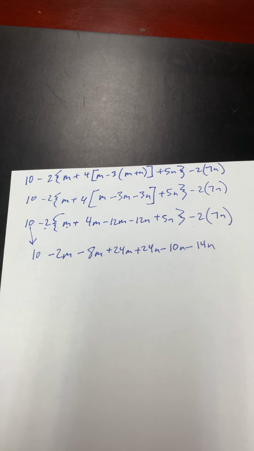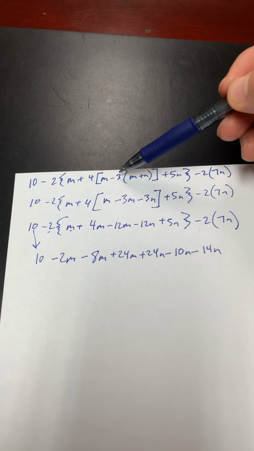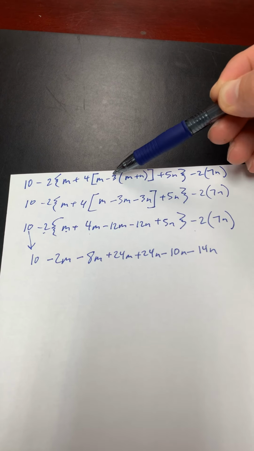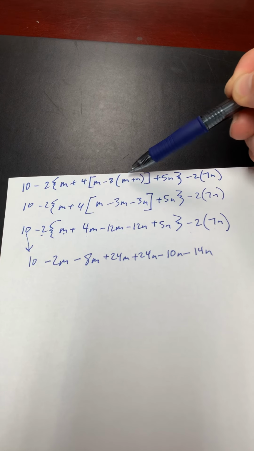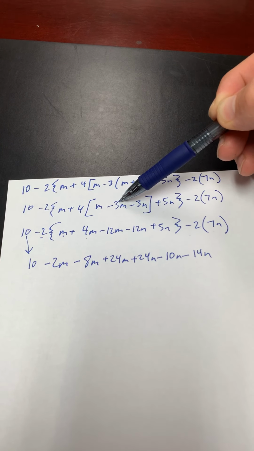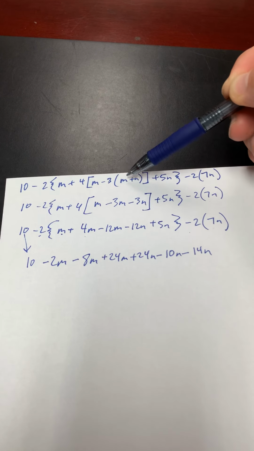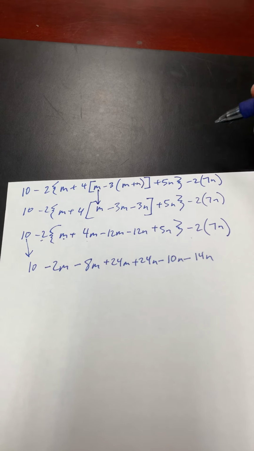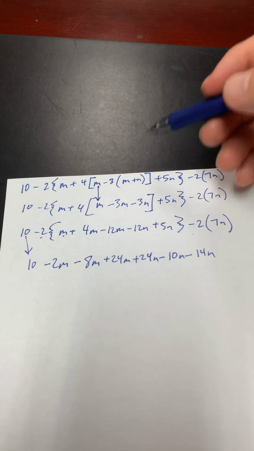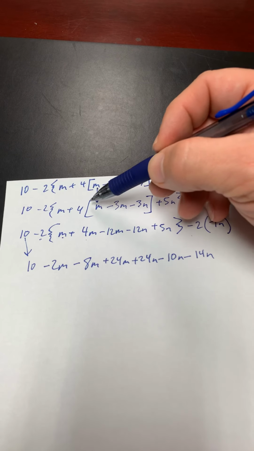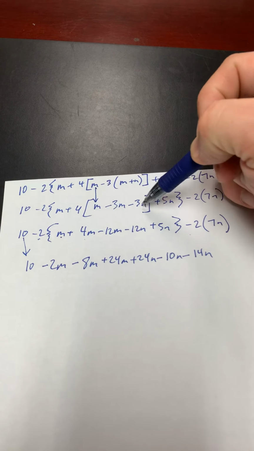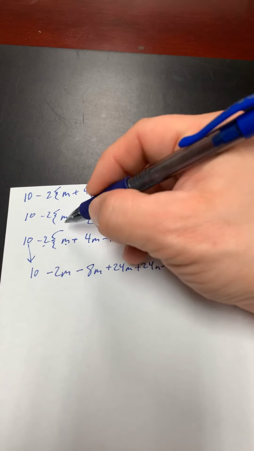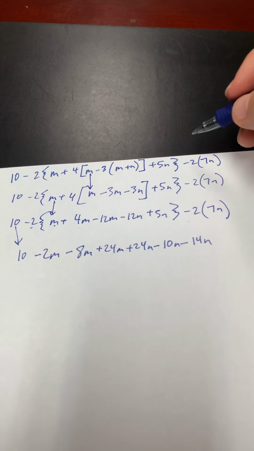That's how we deal with these problems. We start from the center and we start distributing. We want to get rid of these parentheses. That means we distribute this negative 3 to everything inside the parentheses, and we get negative 3m minus 3n. And then this m just comes down. Then we want to get rid of these brackets, so we distribute the 4 to everything inside the brackets, and we get 4m minus 12m minus 12n. And then this m just keeps coming down.